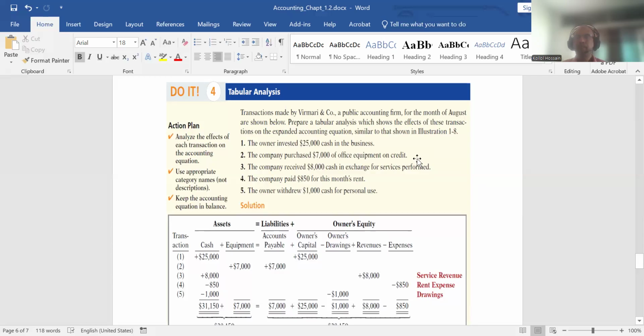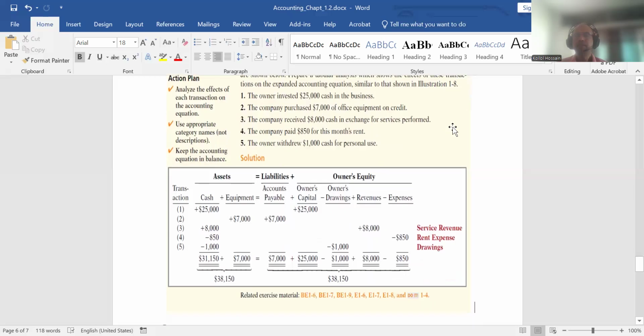Transactions made by Varmari and Co., a public accounting firm, for the month of August are shown below. Prepare a tabular analysis which shows the effects of these transactions on the expanded accounting equation, similar to that shown in illustrations 1 to 8. Here are 5 transactions given, and we will see the impact on the equation.